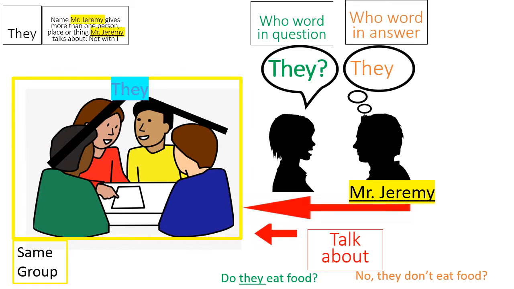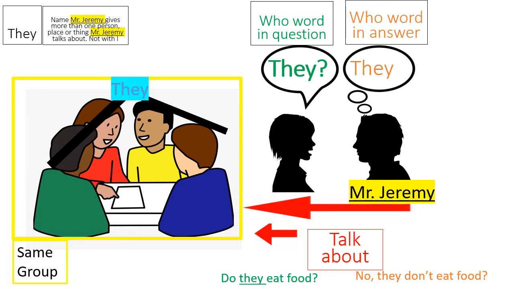So they is a who word. They is a name Mr. Jeremy gives more than one person, place, or thing Mr. Jeremy talks about. And when Mr. Jeremy says they, I do not include I. So they is not with I. So remember, we can mean they and I. So we does include I, but they does not, just they.